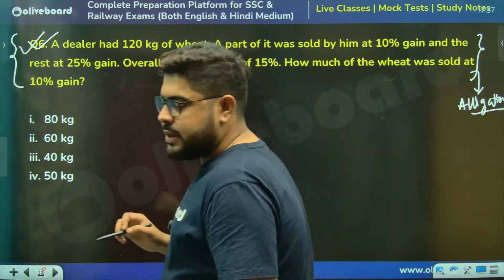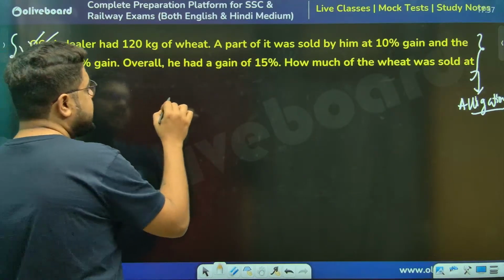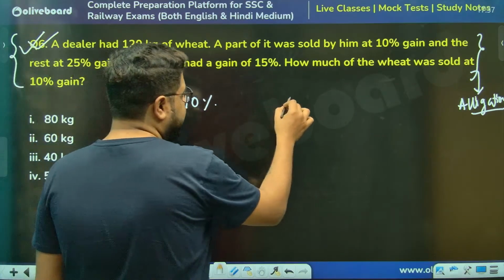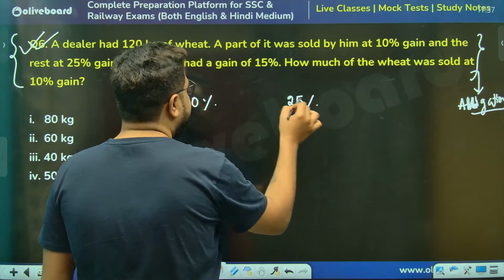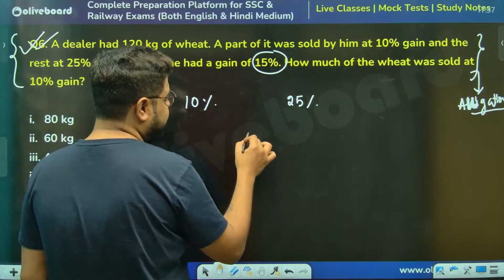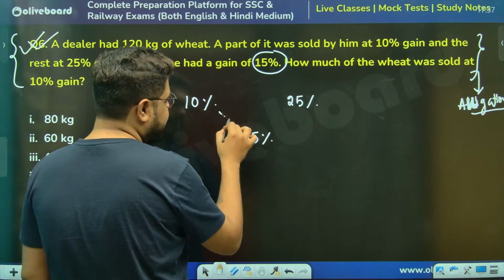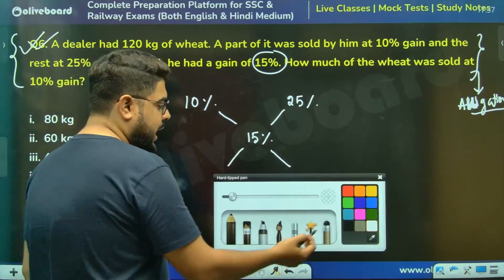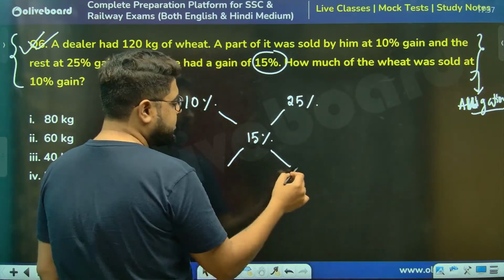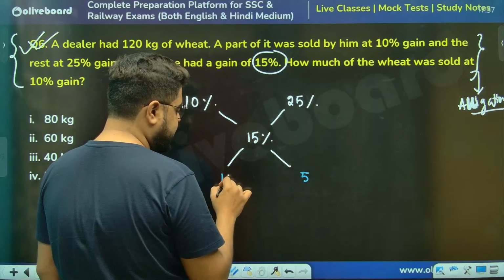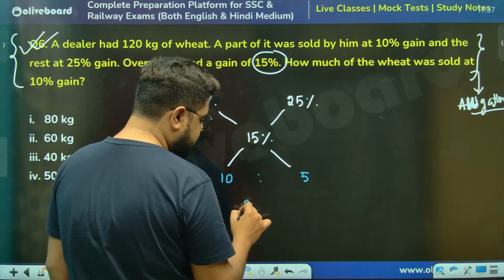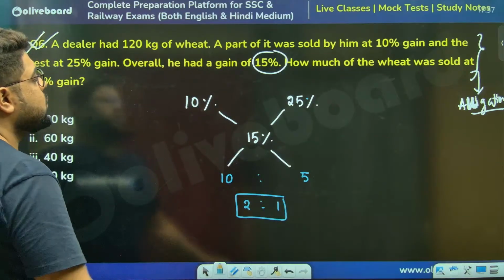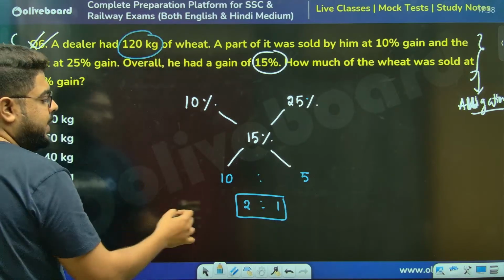Very simple. Sir, one part is sold at 10%. The other part is sold at 25%. The overall profit is 15%. It's a ratio you can find, because in the allegation theorem, the output is always a ratio. So this is 5%, 5, and this is 10. So the ratio will be what, sir? 2:1. So 120 kg will be divided in this ratio.